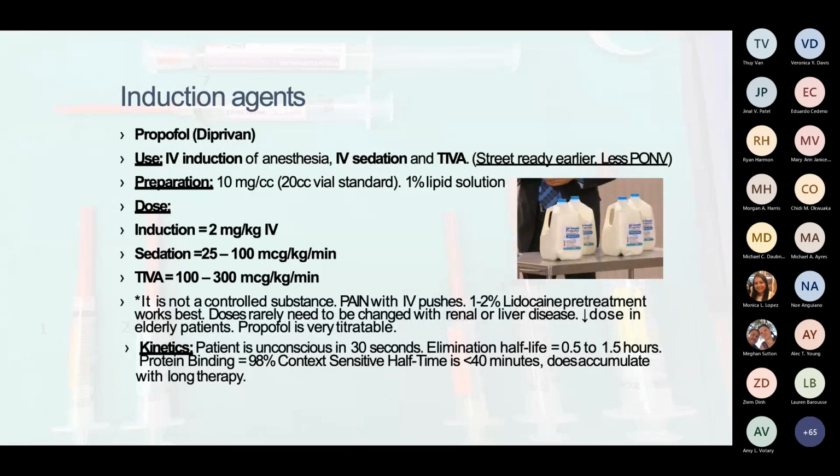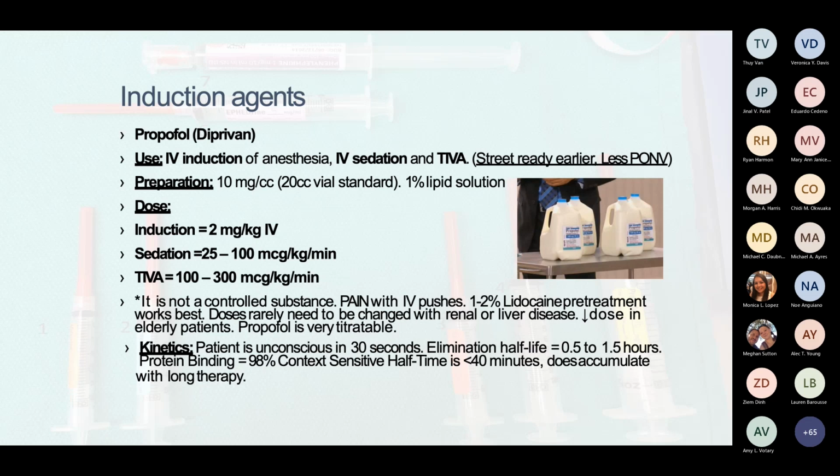Problems you run into with propofol, it depends on where you go. Some places it is a controlled substance, but most states don't actually define it. Because of abuse potential, they generally will track it down. It does burn a little bit with IV pushes, so a lot of times you're giving lidocaine up front. If you're giving it through a central line or to somebody that's already sedated, it's not usually an issue.